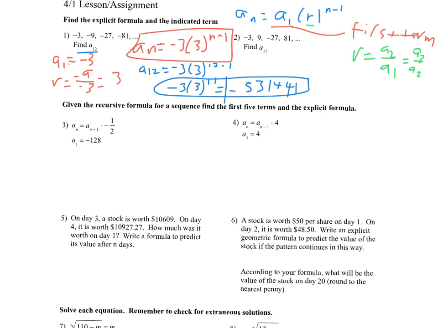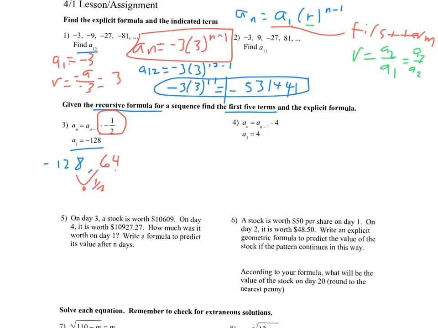This is given the recursive formula. And so this one is asking us to write the first 5 terms. So I already know the first term is negative 128. And then the recursive formula just says do this each time. So each time we're going to multiply this by negative 1/2. So if I multiply that by negative 1/2, that's going to be a positive 64.